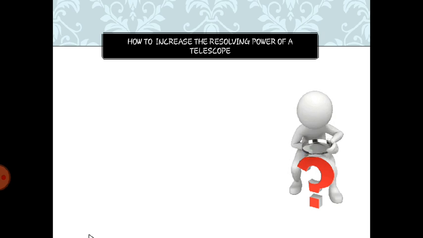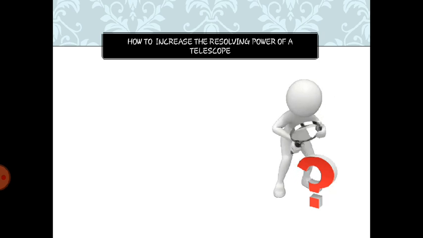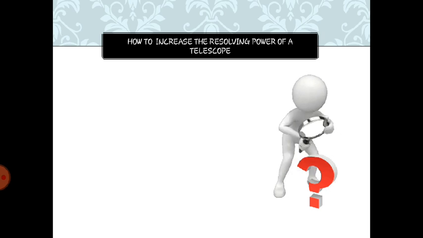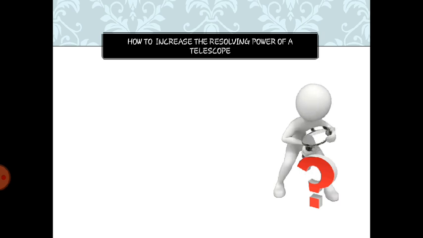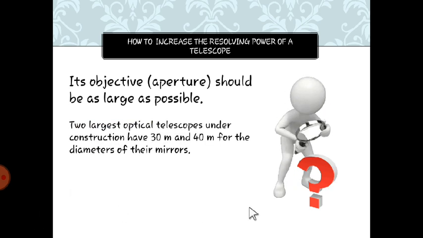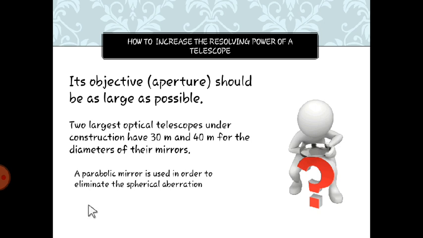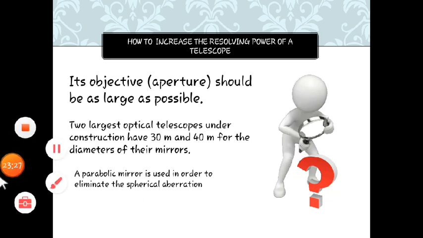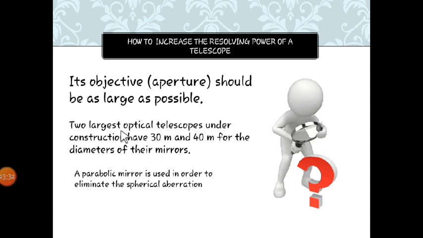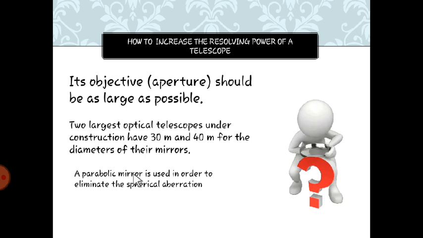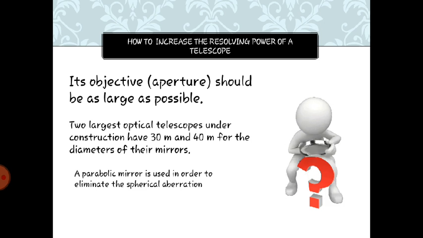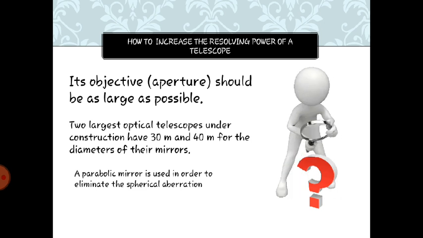So this can happen, but the solution used for recent telescopes is segmented mirrors. Here you can see a parabolic mirror being used to eliminate that. So these are the points we can consider for how to increase the resolving power of a telescope. This question can be asked in the board exam for 2 marks itself.